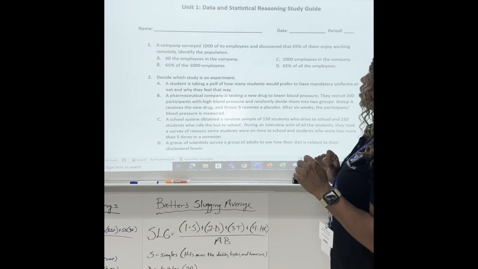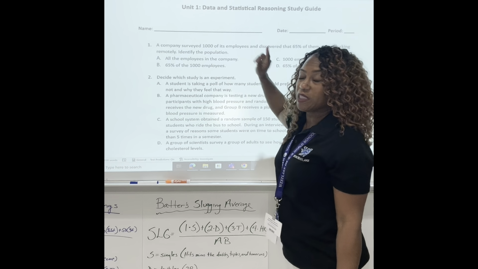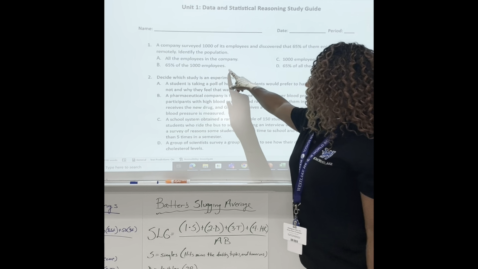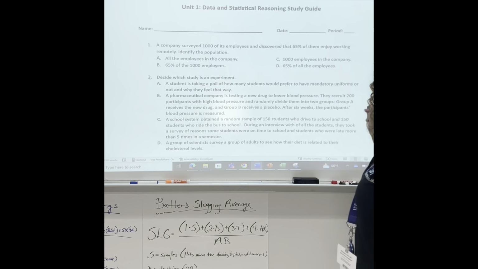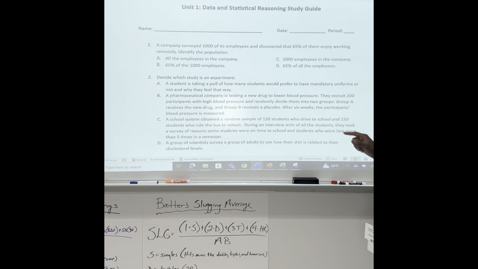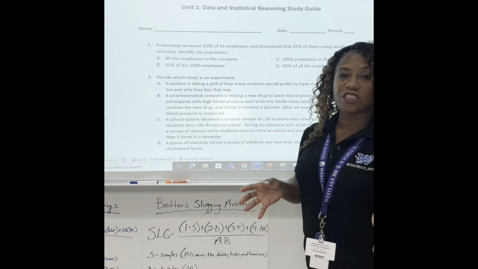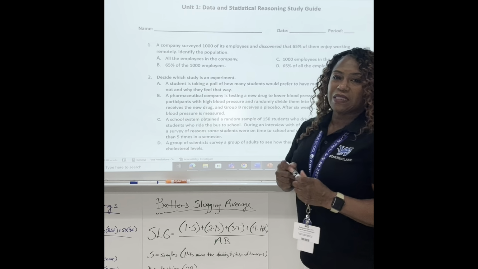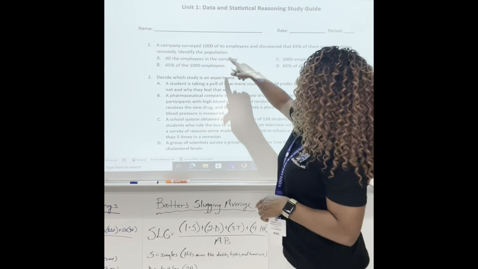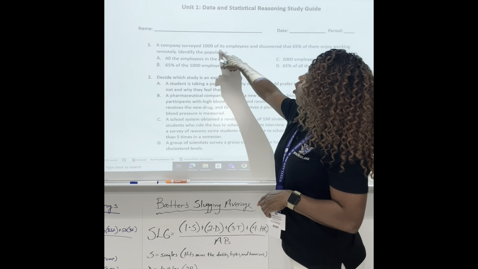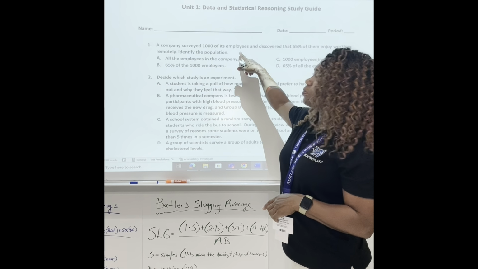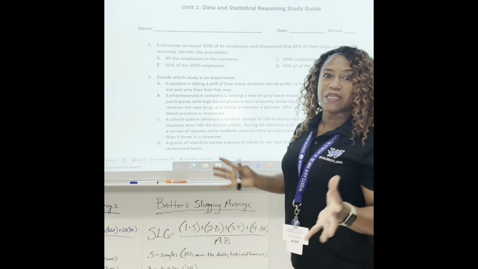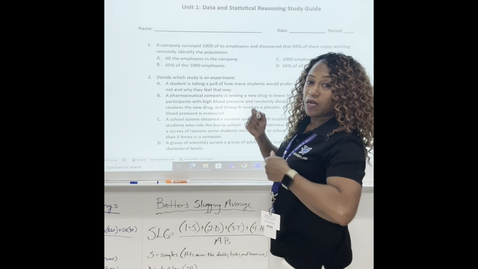So A wants to know if the population, this is what we're looking for, is all the employees in the company? Is it 65% of the 1,000 employees? Is it 1,000 employees in the company, or 65% of all the employees? And in talking about what population and sample mean, we would go with choice A, all the employees in the company, because that's the entire population. Now this doesn't say that a company surveyed all 1,000 of its employees, so we can't assume that there's only 1,000 employees in the company. It looks like they just chose 1,000 of the many employees that they may have. So in this case, population would be choice A.